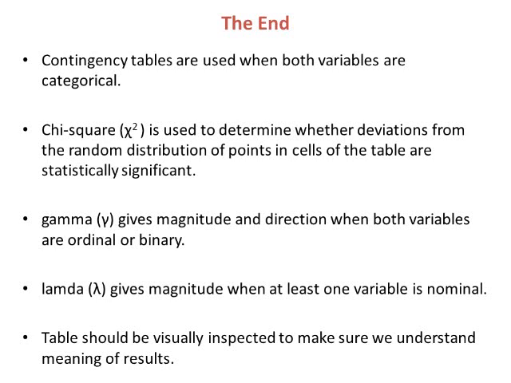In our example, we saw with gamma that the direction did not make intuitive sense until we recognized how the education variable was constructed. From this we learned that we always visually inspect our tables when we use these statistics to make sure we understand what is happening.